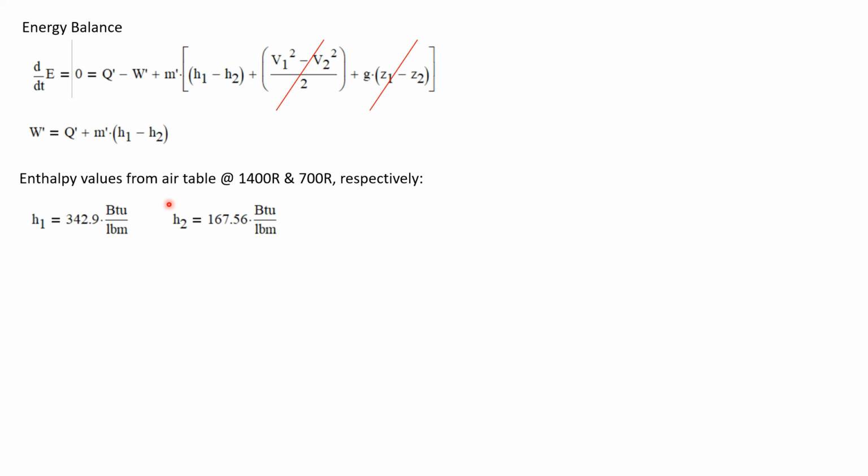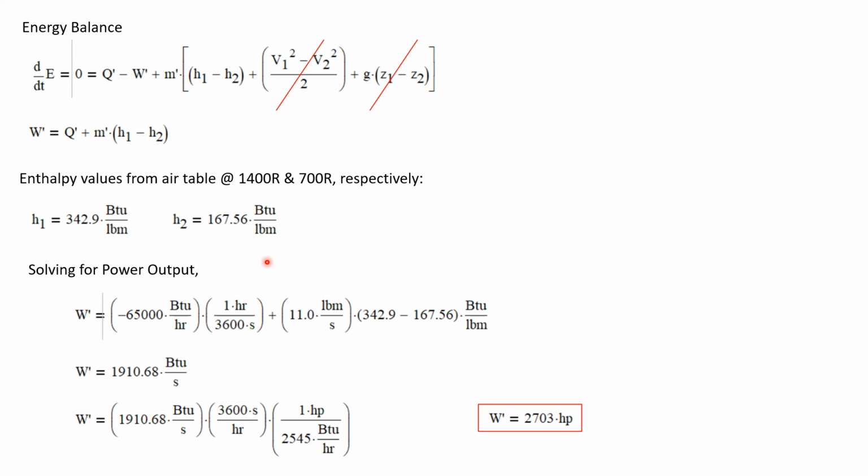So we need to get the enthalpy values from the air table, and because we know the temperature at both states, we can do that directly. We find that the enthalpy at state 1 is 342.9 BTUs per pound mass, and the enthalpy at state 2 is 167.56 BTUs per pound mass. So now we have everything we need. We can plug this into our expression.